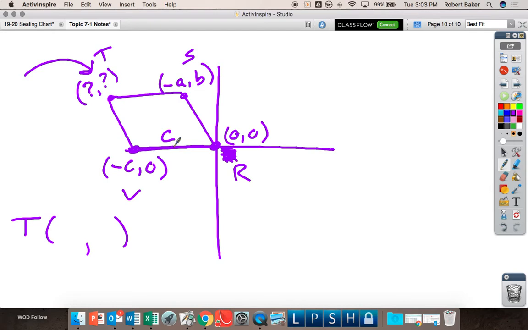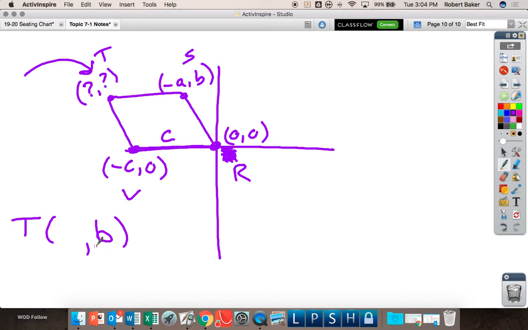So how tall is this figure? How far up did I go to get here? B. B units. Does that make sense? Yeah. Because it's a parallelogram, if this has a slope of 0, then this one should have a slope of 0. Right? So now we're stuck here.